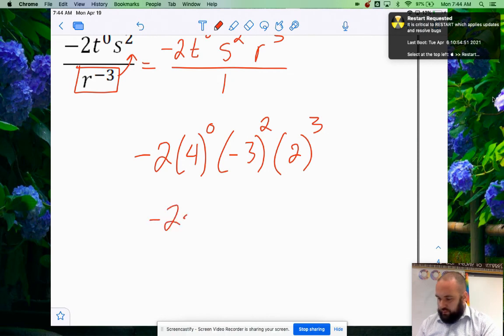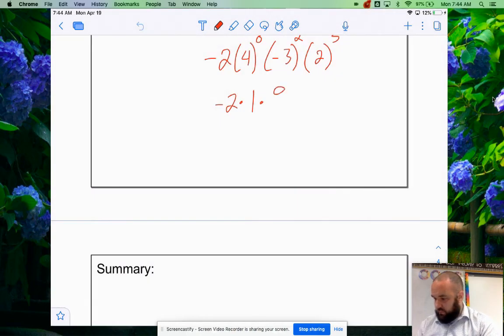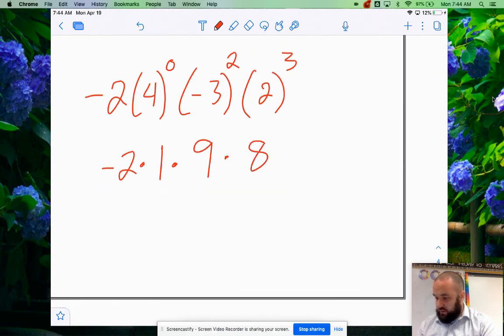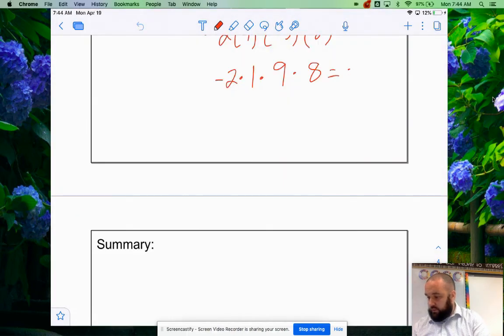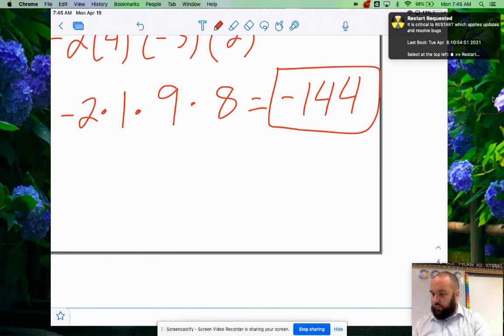I have negative 2 times 1. Negative 3 to the 2nd power is 9. And 2 to the 3rd power is 8. So now I can just multiply all those numbers together. Negative 2 times 1 is negative 2, times 9 is negative 18, times 8. Mental math. Negative 144. 18 times 8 is 144, yeah. So negative 144 is my value.